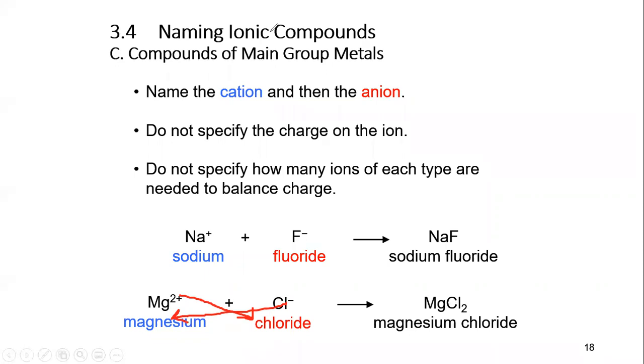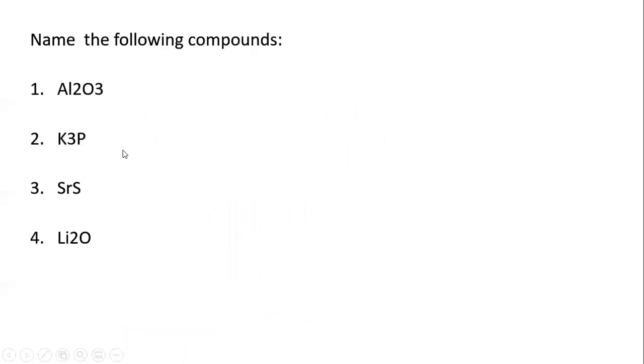So again, you don't have to include the charge of the ions, and secondly, you don't have to include the charge of the cation in the name. Here we go. So we're going to go through and name the following compounds.